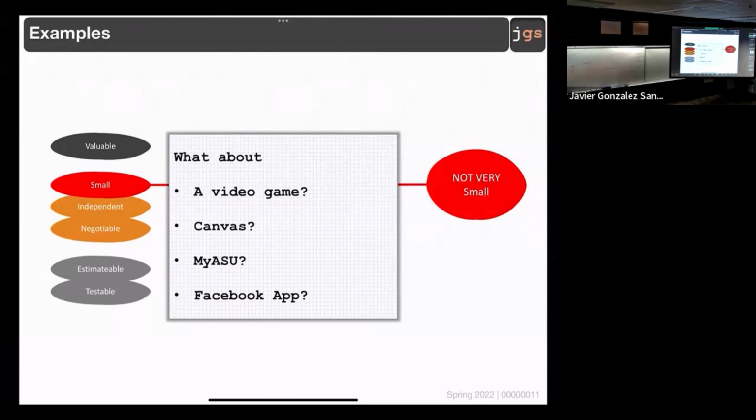Can you think about requirements for Canvas? Can you think about requirements for my ASU? Can you think about requirements for Facebook? If I ask you to implement Facebook, I don't know, the application for your phone to access Facebook, think about them.